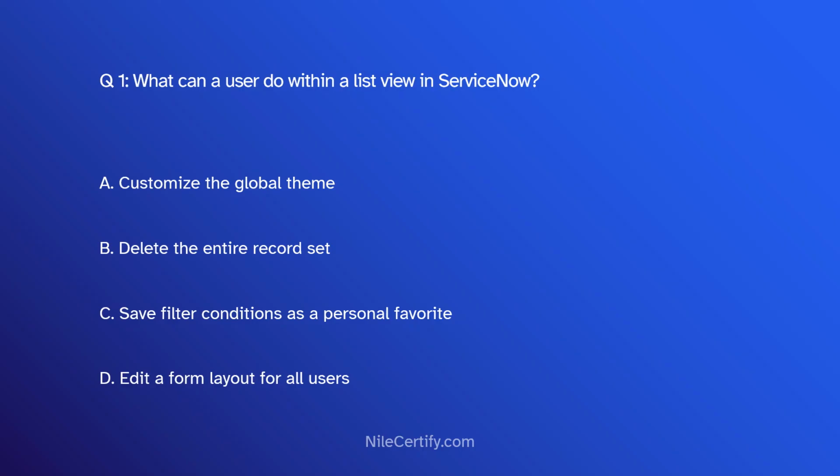Now moving to option C, save filter conditions as a personal favorite. This should ring a bell. In a list, you use the filter breadcrumb to build conditions. You can then click the star icon and save that filter as a favorite. This is a normal, very common list action. It is also personal. It only affects your account. The key words here, filter conditions and personal favorite, match exactly what you do in a list view. This is a classic list behavior that the CSA exam loves to test. So C is correct.